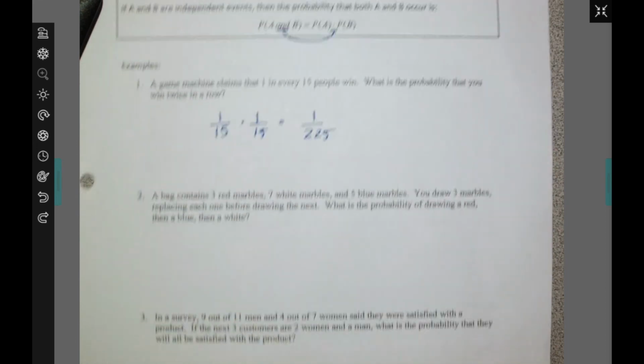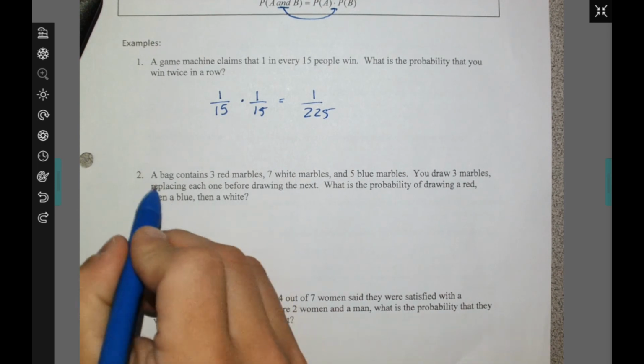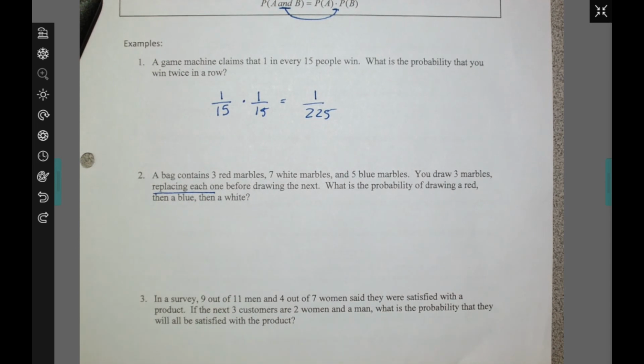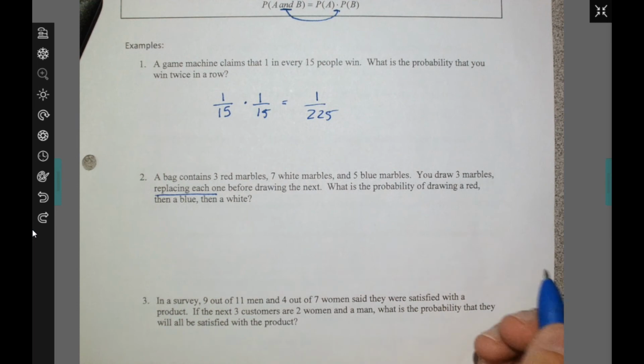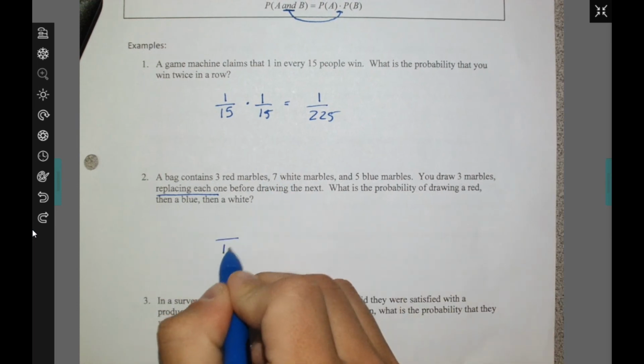For number 2, you got a bag that contains 3 red, 7 white, 5 blue. You draw 3 marbles. And the keyword here is you're replacing each one after drawing the next. So you pull the marble from the bag and then you're putting it back in. So they want to know what's the probability of drawing red, blue, white. So we need our total here. Total is going to be 15.